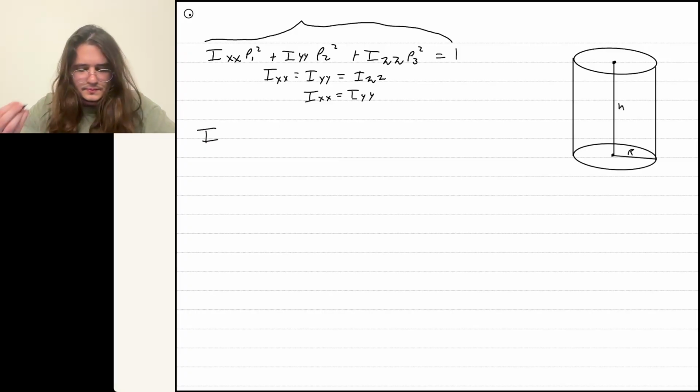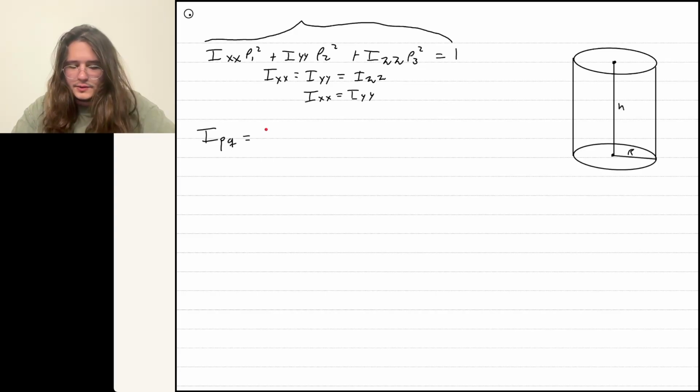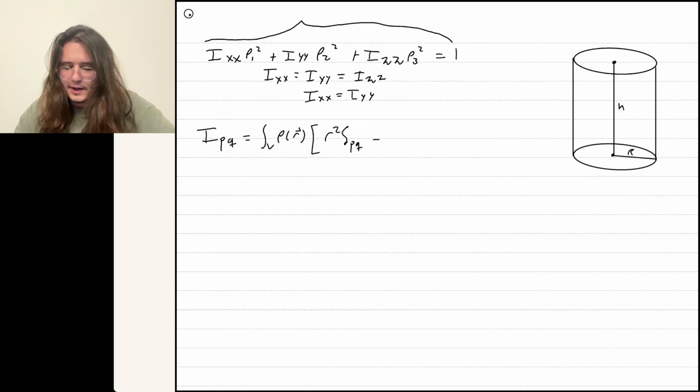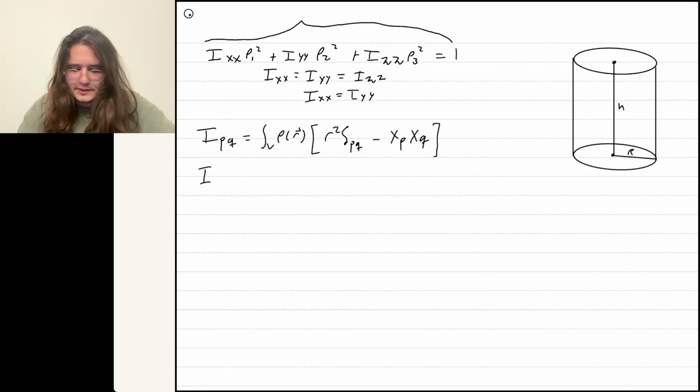To find your principal momenta of inertia for coordinates p and q, you would do the volume integral of the mass density times r squared times the delta function of those two coordinates p and q, minus x_p x_q. And so for Ixx, that is actually going to look like the integral over the volume of the mass density times r squared minus z squared.